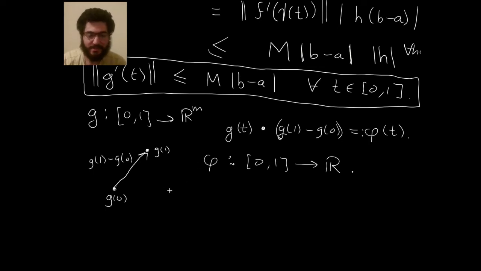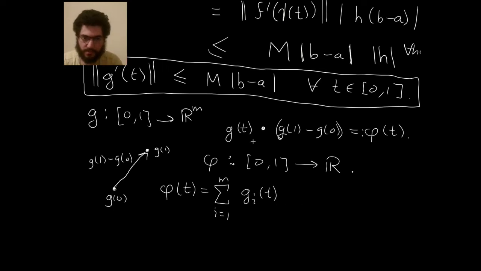Well, it must be. It's not such a complicated function, right? Let's write out what phi is more explicitly. So phi of t is the sum from i equals 1 to m of the ith component of g of t times the ith component of this displacement vector. That's how dot products work, right?